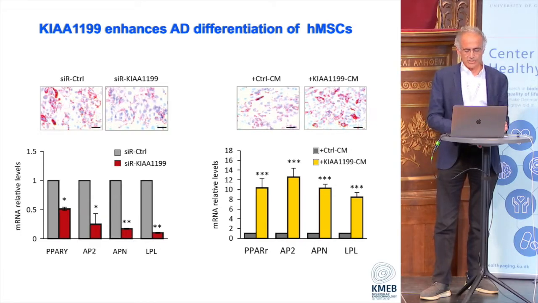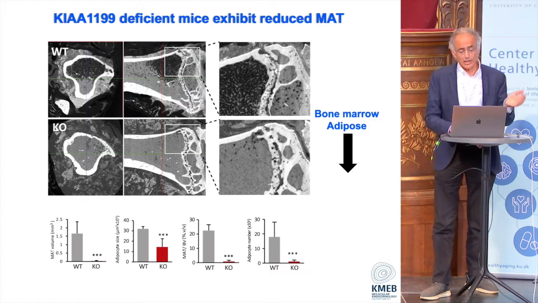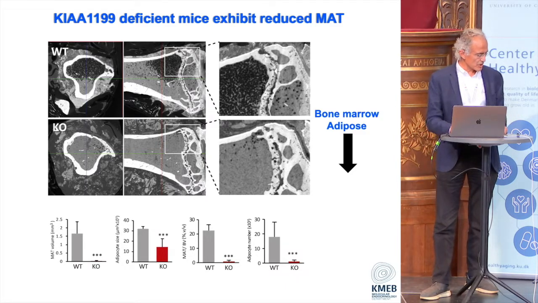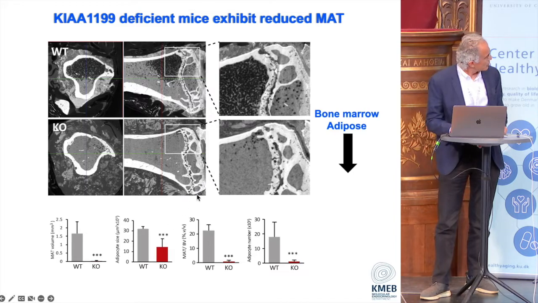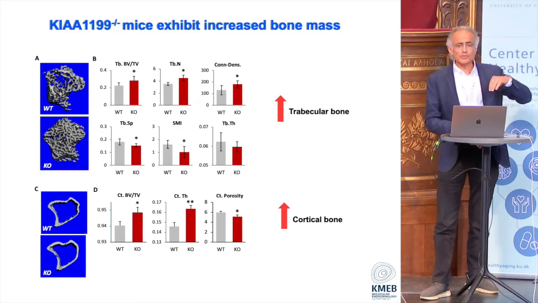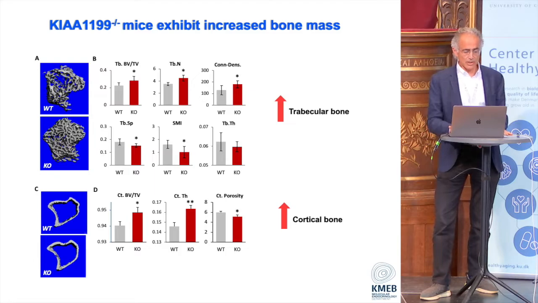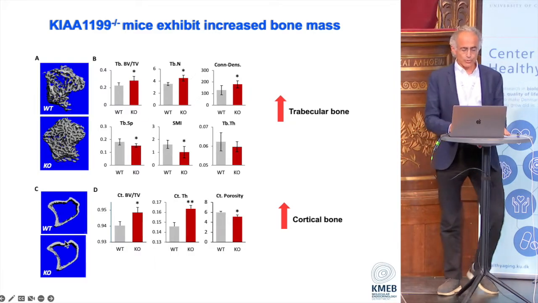So we moved from here into in vivo, and created KIAA1199 deficient mice. As you can see here by micro-CT scanning, we showed that these mice contain fewer adipocytes inside their bone marrow. Both the number and the size of adipocytes were decreased, and actually the opposite phenotype was observed. These mice have enhanced bone mass, both the trabecular bone mass, as you can see here, and the cortical bone mass, as you can see here, compared to the wild type control.